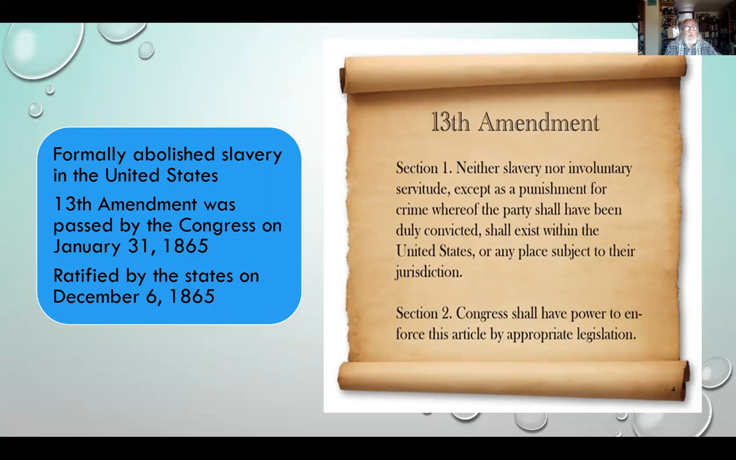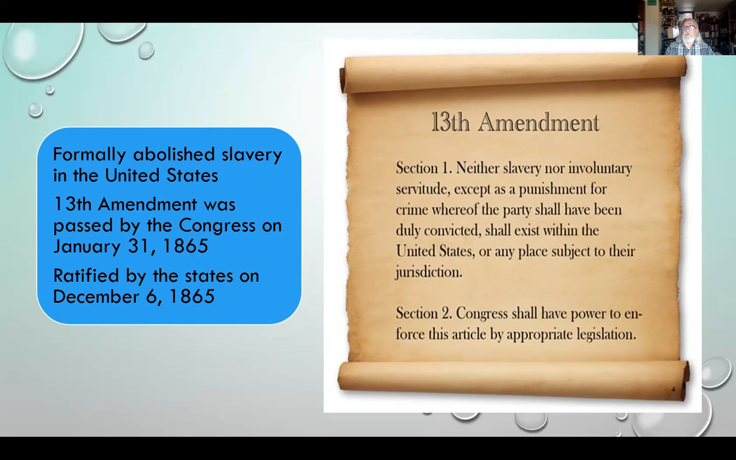Now, the 13th Amendment was passed by Congress the end of January in 1865, and by the end of the year, it was ratified by the states. So it became part of the Constitution, and it formally abolished slavery. And this is the actual language for it here for you.